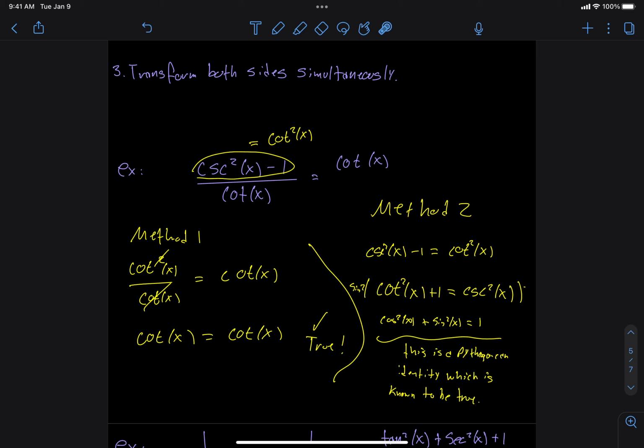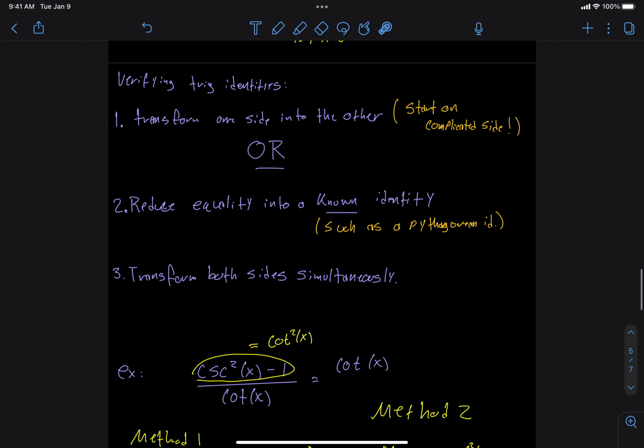Okay, so method number 1 is probably the easiest, okay? So if that's what you like the best, try it first. If it doesn't work, you can always go back and start from scratch with method number 2, okay? There's nothing wrong with just starting with 1 and then if it doesn't work out, try another method.